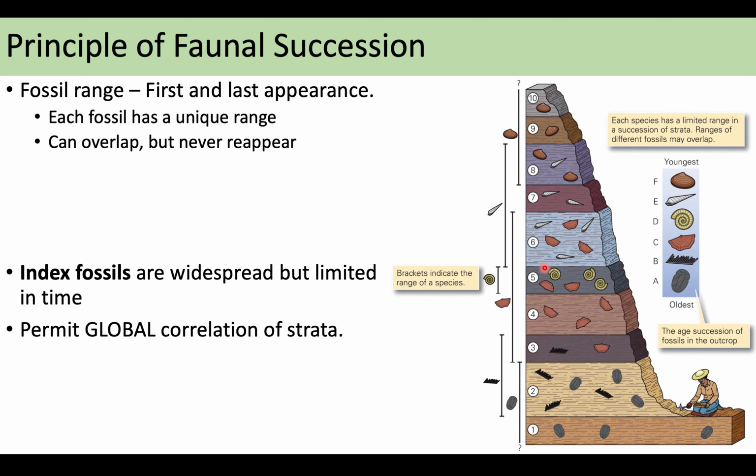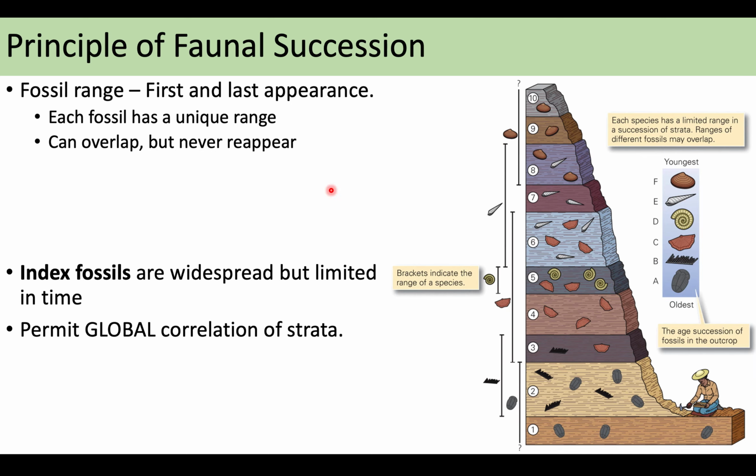So we can use this fossil range, meaning the first and last appearance of those fossils, to help date our strata or date our different layers. So each fossil has a unique range of time in which it existed. For example, the brown shell existed in layers 8, 9, 10. The little swirly shell only existed in layer 5. The oldest shell existed in layers 1 and 2. So the fossils can overlap, but they're never going to reappear. After this one disappeared, he's extinct. He's not going to come back a million years later.